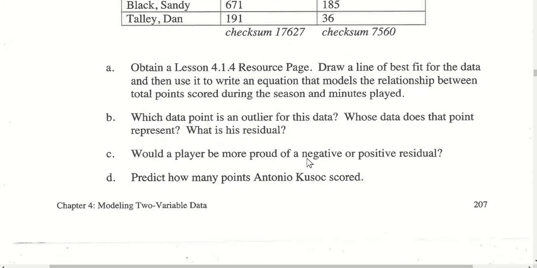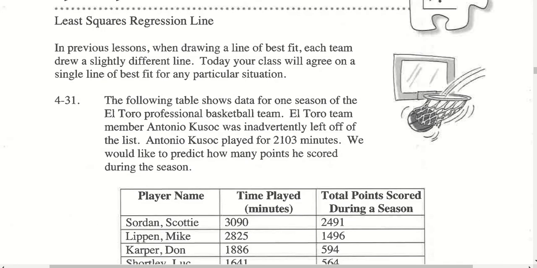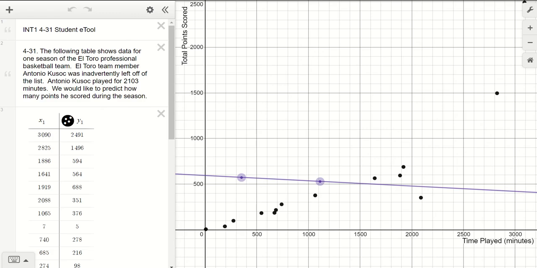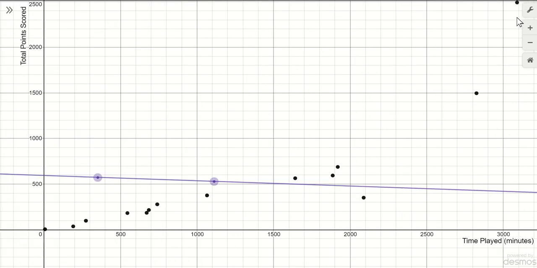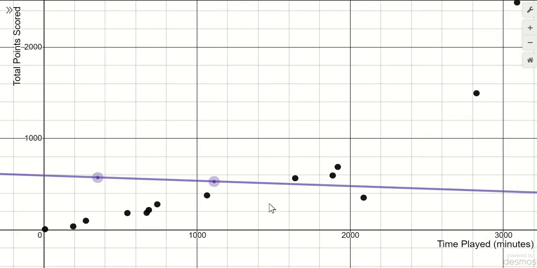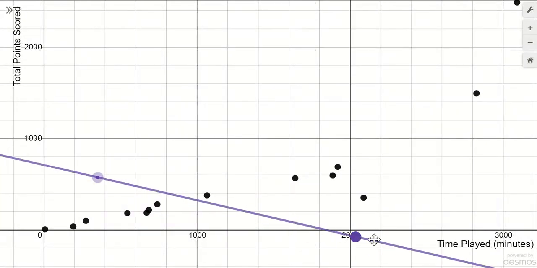So we are going to be using the E tool and doing A, B, C, and D. The link for the E tool is in your ebook. Just go ahead and click on the question 31 E tool, and you should see this. I think it'll look just like this when you open it up. If you want to focus on the data more, you can click this. For the video, I like projector mode on because they're bigger dots and it's easier to see what's going on here.